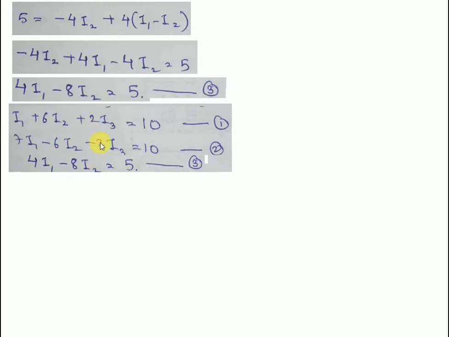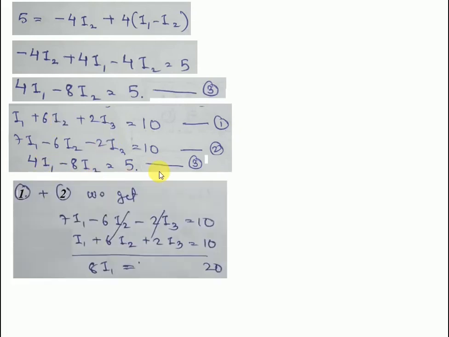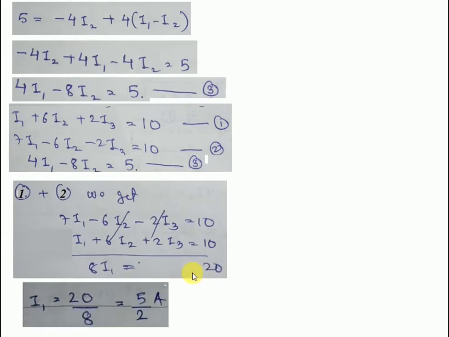For the timing I'll be adding equation 1 and equation 2. As you can see, this is 6 and minus 6 plus 2 minus 2. If you add this, i2 and i3 will cancel, so you're left with 8i1 is equal to 20. Now i1 is equal to 20 by 8 or 5 by 2. So now I got i1.